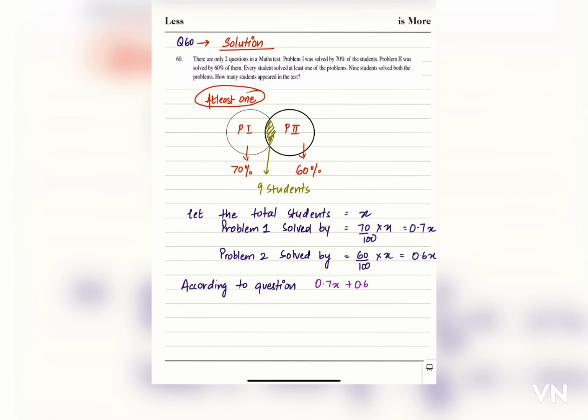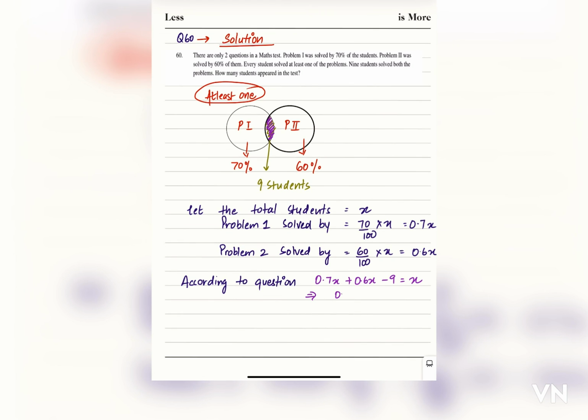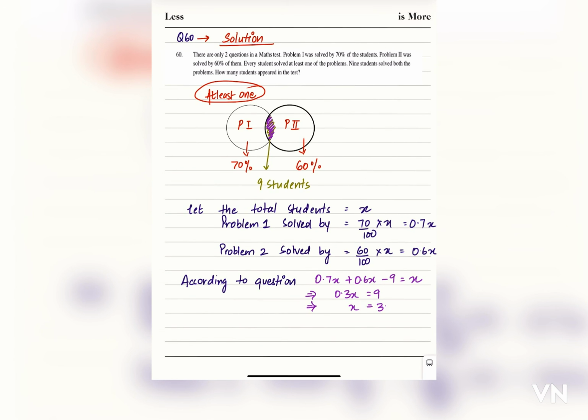Now, if we add 0.7 plus 0.6 and we subtract the common kids, we get the total number of students as x. Here we solve this linear equation in one variable for x, we get x as 30. Therefore 30 students.